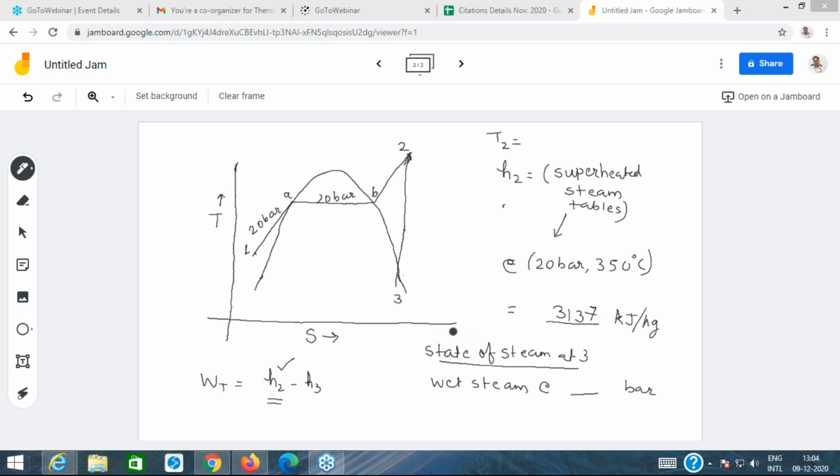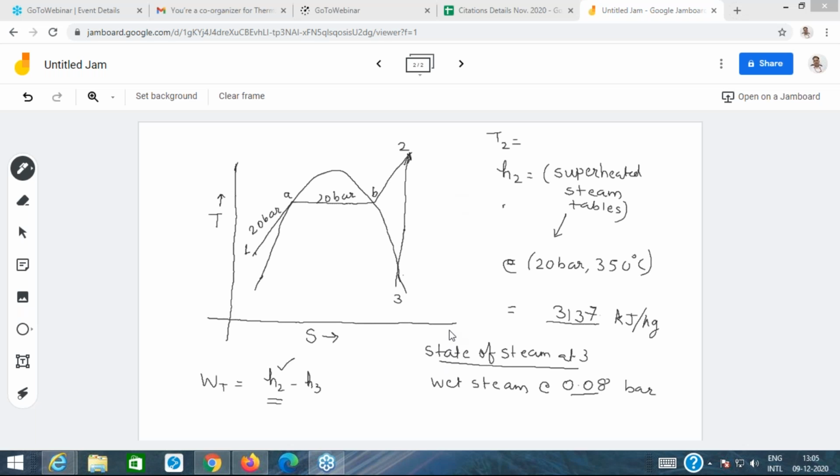What is the pressure at 3? Look at the diagram. What does the turbine do? The turbine would expand the steam from the boiler pressure up to the condenser pressure. The condenser pressure is given as 0.08 bar. So the steam at 3 is at 0.08 bar. Is this okay?